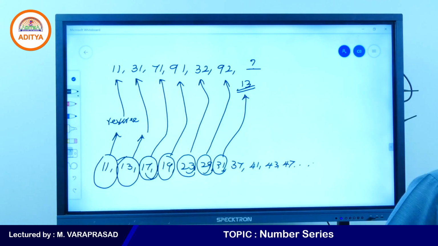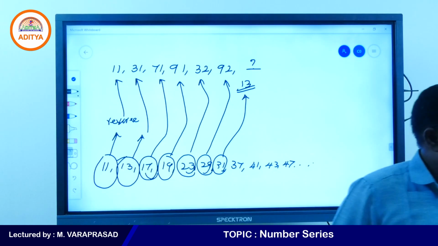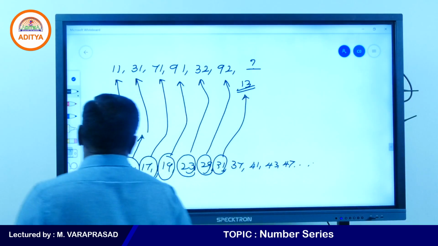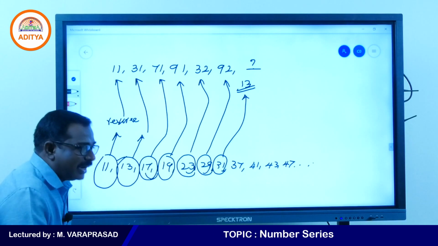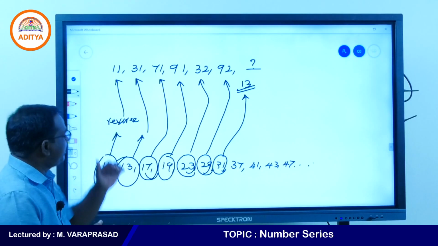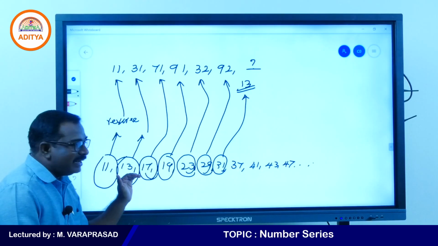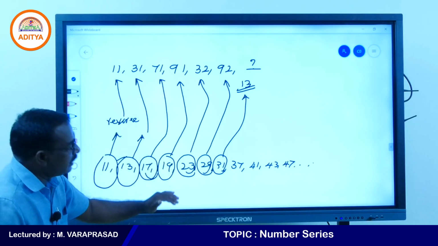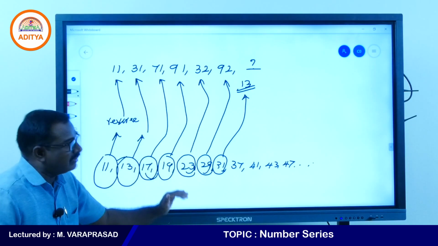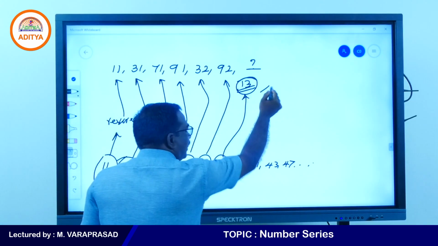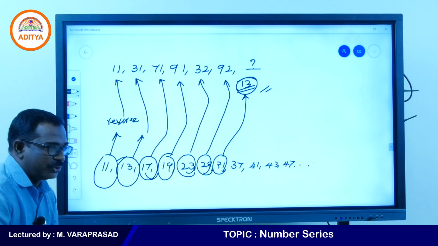Yes, my students, right? We did prime numbers reversed. 11 reversed is 11 only. 13 reversed is 31. 17 reversed is 71, 19 reversed is 91, 23 reversed is 32, 29 reversed is 92, and 31 reversed is 13. I think all of you understood. 13 is the answer in the place of the question mark.